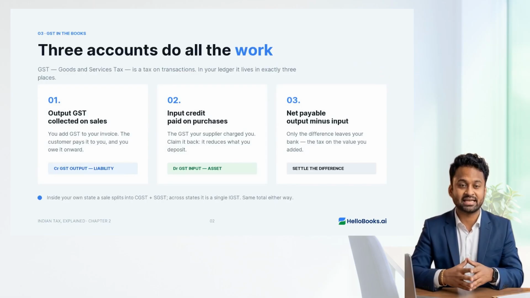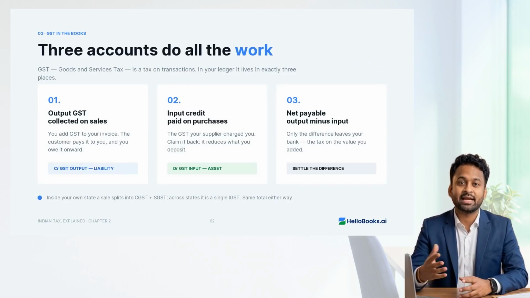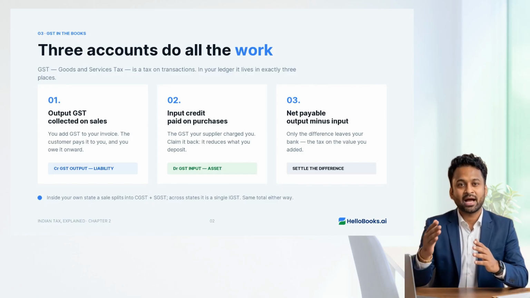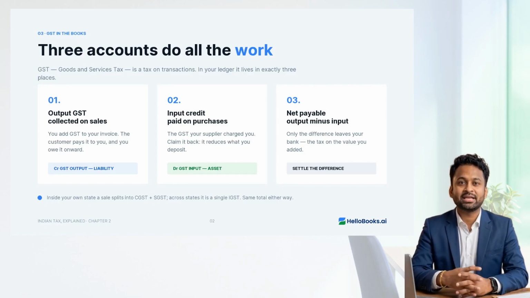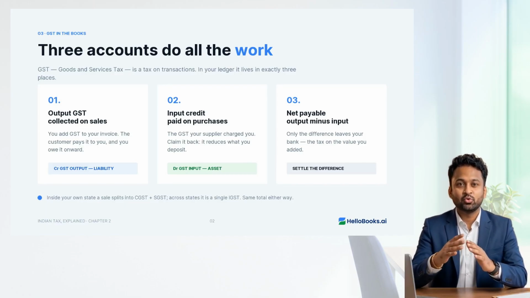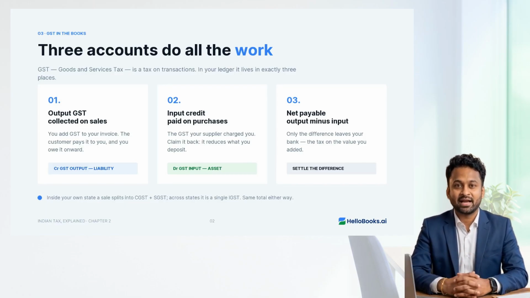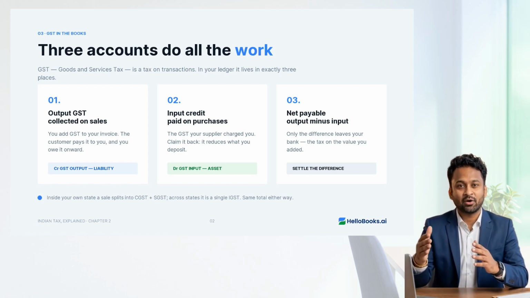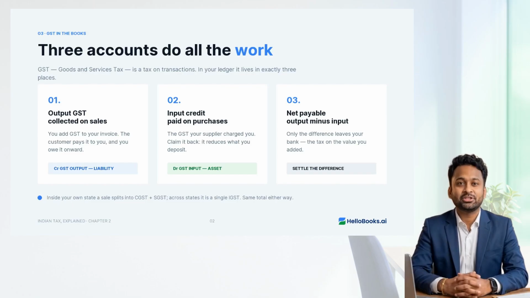Output GST is what you collect on a sale. You credit it because it is a liability. Input credit is the GST your supplier charged you. You debit it because it is an asset. And what you actually deposit is only the difference between those two, which is the whole idea behind a value-added tax. If you collected 1,800 rupees and paid 1,000, you deposit 800, the tax on the value you added rather than on the entire sale.